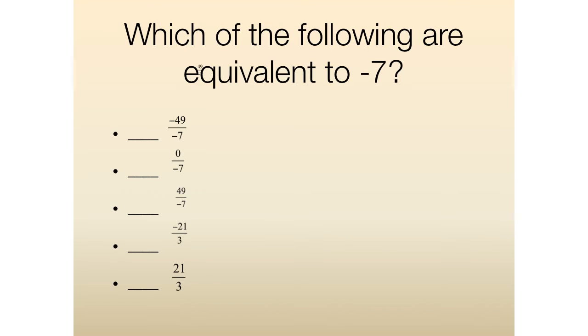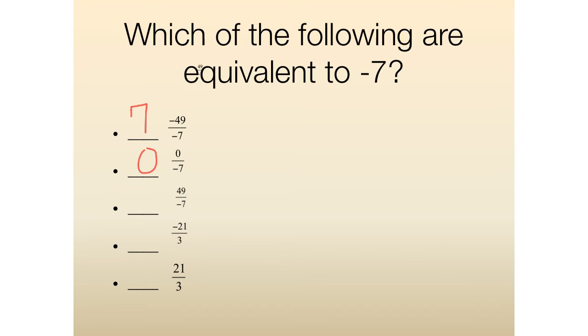Which of the following are equivalent to negative 7? We are going to simplify each of these division problems. Negative 4 over negative 7. It's a division problem. Negative divided by negative is going to give us a positive 7. 0 divided by negative 7. That is going to be 0.